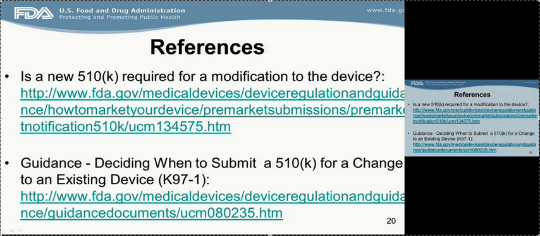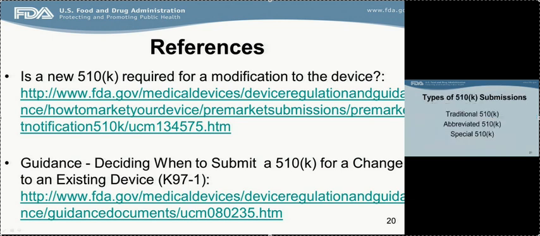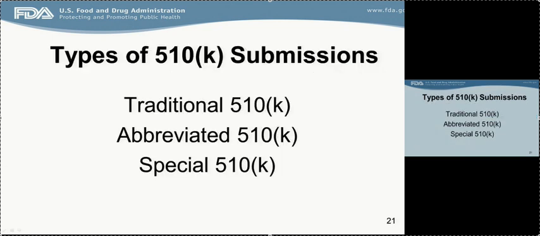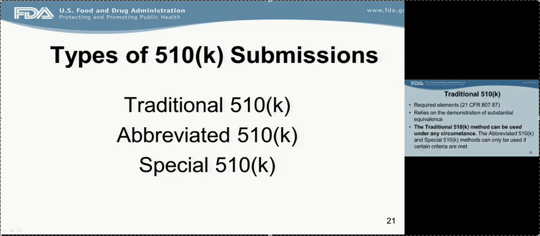One of the main questions that we receive is, you've made changes to your product and whether or not it requires the submission of a new 510(k). So if you have questions on whether or not you've made a modification to an existing device, please refer to the following references. There are 3 types of 510(k) submissions: a traditional 510(k), an abbreviated 510(k), and a special 510(k). We're going to go through each one specifically.